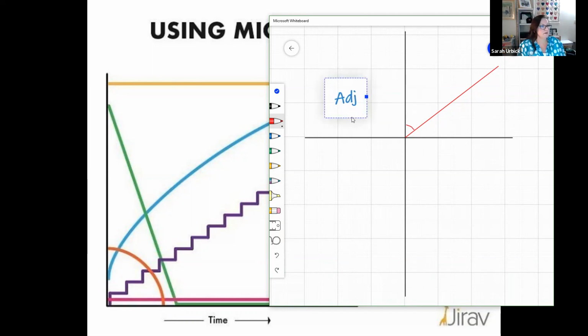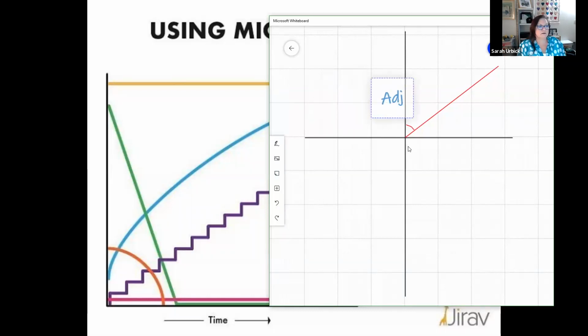But it's also our delta y, right? We see that this, which is the same up here as we saw from our slope example, is our opposite.